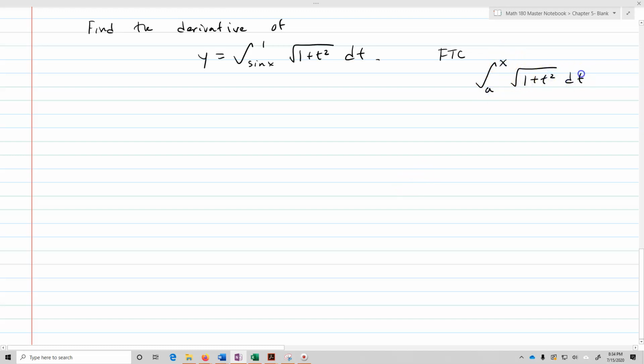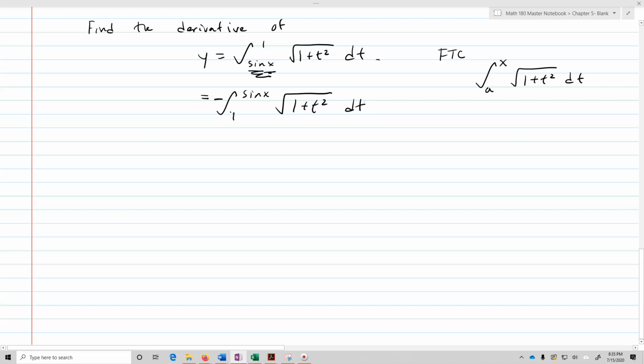t squared dt. Okay? Notice down here that our x value is actually at the lower bound. And so in order to use the fundamental theorem of calculus, I'm going to have to make it the upper bound. But if we remember our rules of integration, we can switch this around and make it negative. So by switching the bounds, we make it negative, so we end up with, not sine x, but 1 as our lower bound, sine x as our upper bound, and the square root of 1 plus t squared dt.